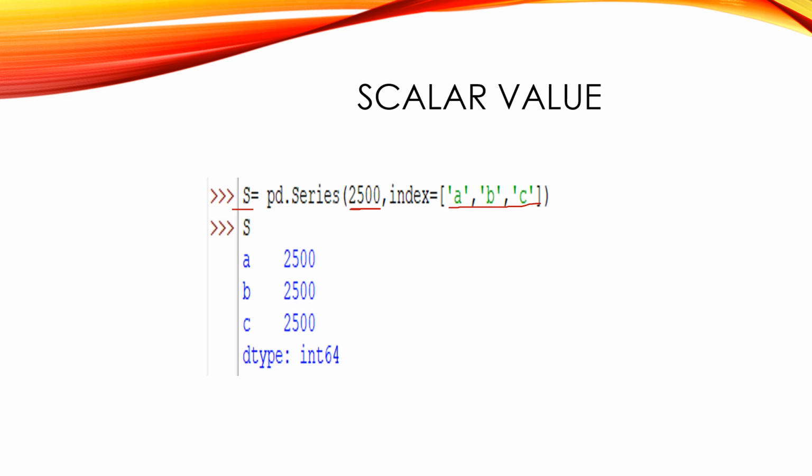As we print S, on all the three indexes, that is A, B, C, the scalar value 2500 is printed similarly. The dtype is int64. When the value is 1 and the indexes are more than that, then the same value is continued. However, if we had taken two values and the indexes were 3, it would have given an error because of the mismatch between the indexes and the values, because taking two values doesn't fit the definition of a scalar value.